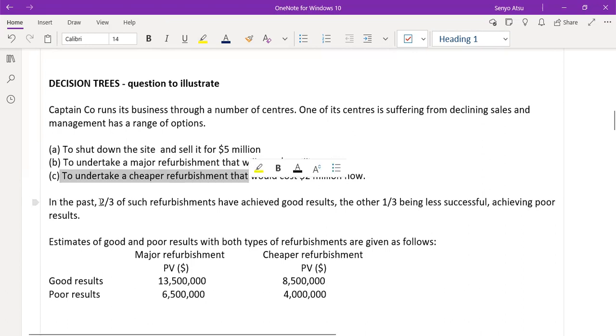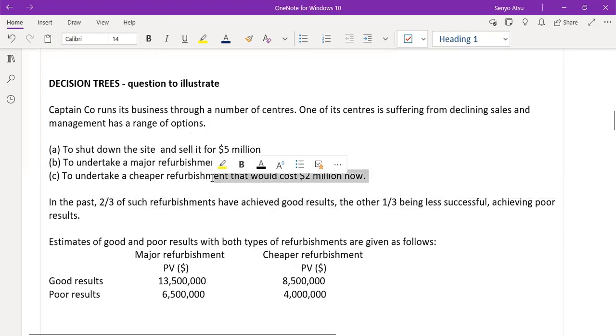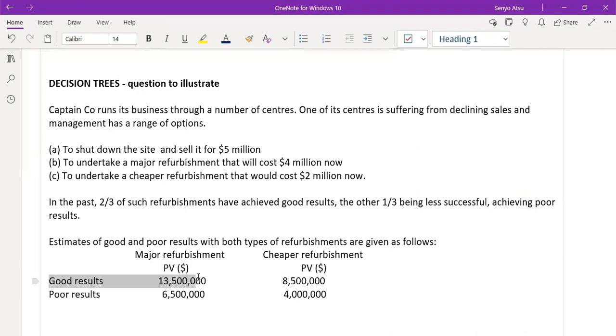Probability, 2/3 of any refurbishment have achieved good results, and the other 1/3 have been less successful, achieving poor results. So whether you do a major refurbishment or a cheaper refurbishment, there are two outcomes for each one of them. Good results, poor results. Good results have got numbers associated with them. You get 13.5 million if it was a major refurbishment, or 8.5 million only if it was a cheaper refurbishment. Of course, if you do cheaper things, normally you get cheaper results. It's as simple as that.